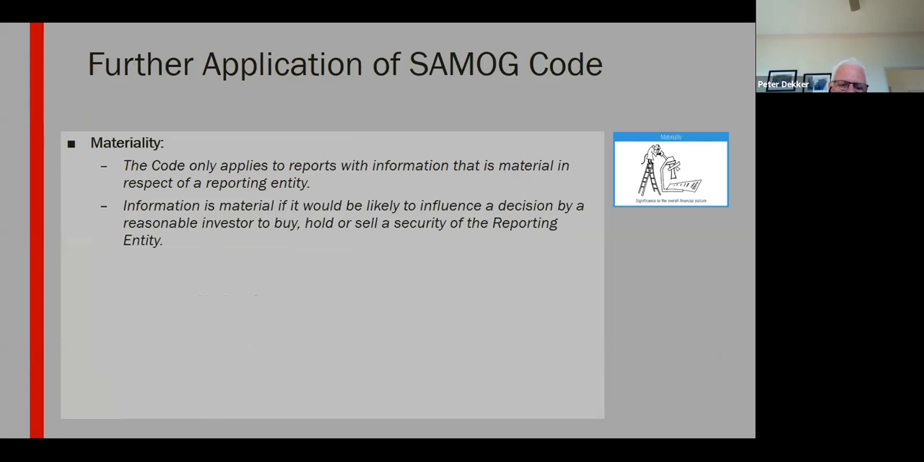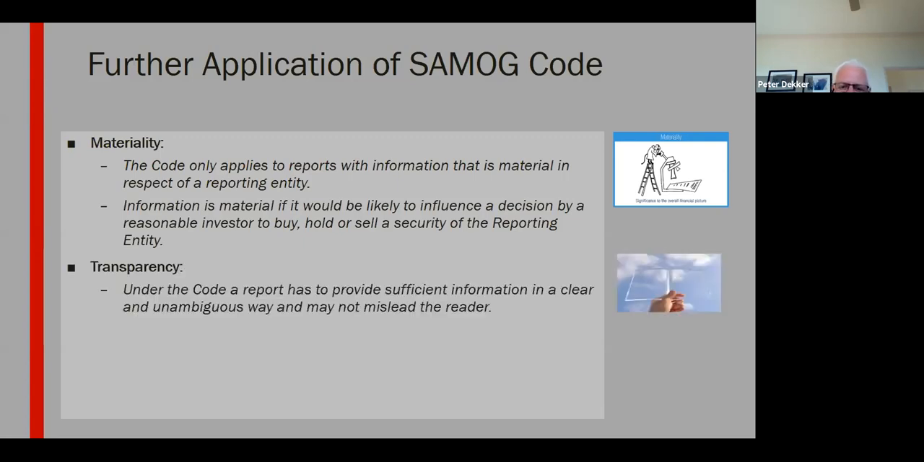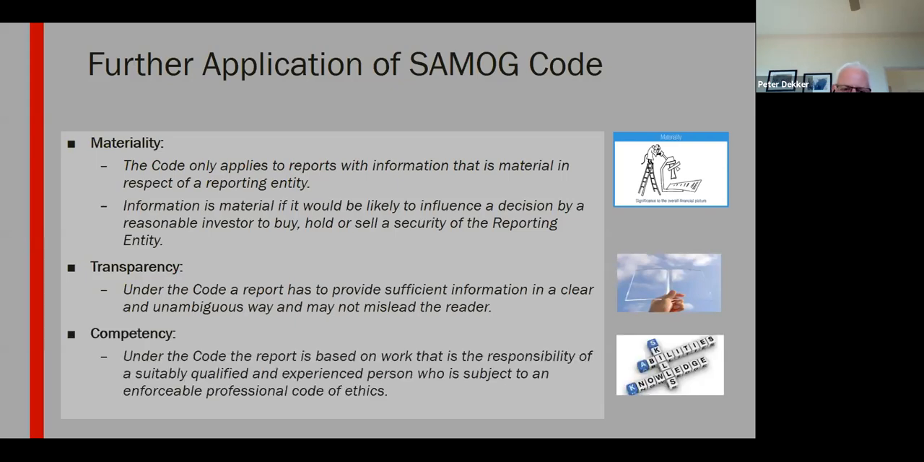Further application of the SAMOG code, as we heard earlier in the valuations, the code says it has to be material. Applies to things which are material to the company reporting. Information is material if it would be likely to influence the decision of a reasonable investor to buy, hold, or sell a security of the reporting entity. Transparent. Under the code, a report has to provide sufficient information in a clear and unambiguous way and may not mislead the reader. And competency. Under the code, a report is based on work that is the responsibility of a suitable, qualified, experienced person who is subject to an enforceable professional code of ethics. So it has to be material, it has to be transparent, and it has to be written by a competent person.